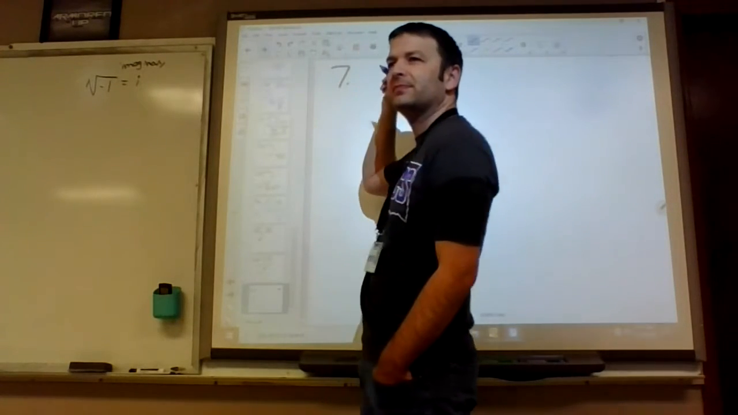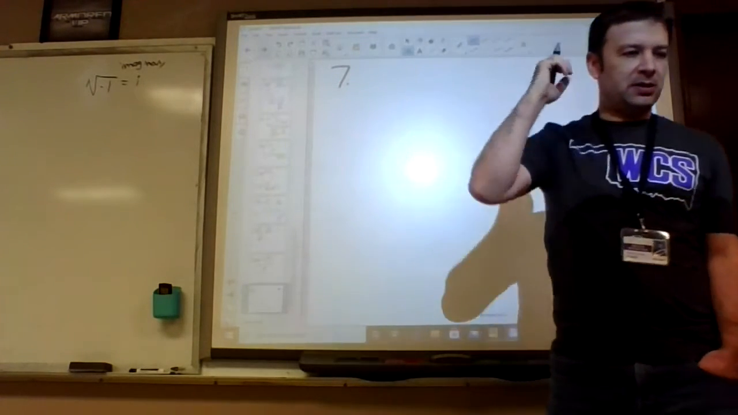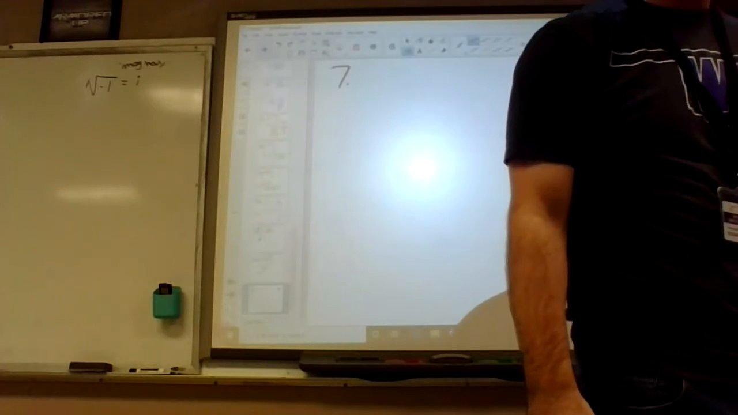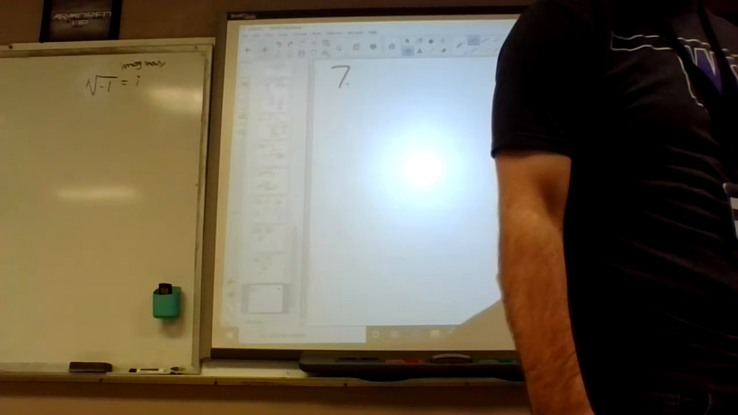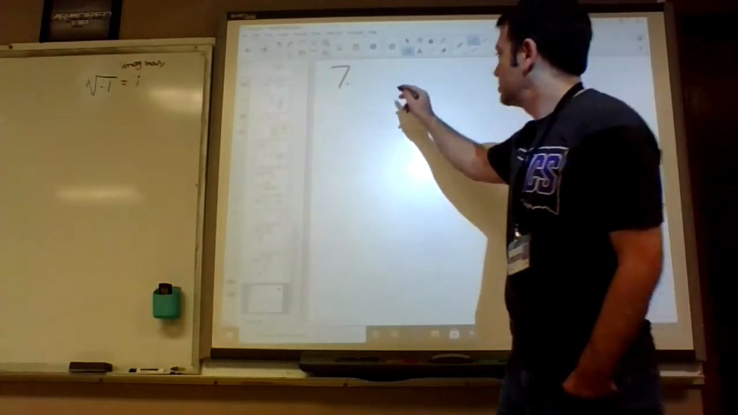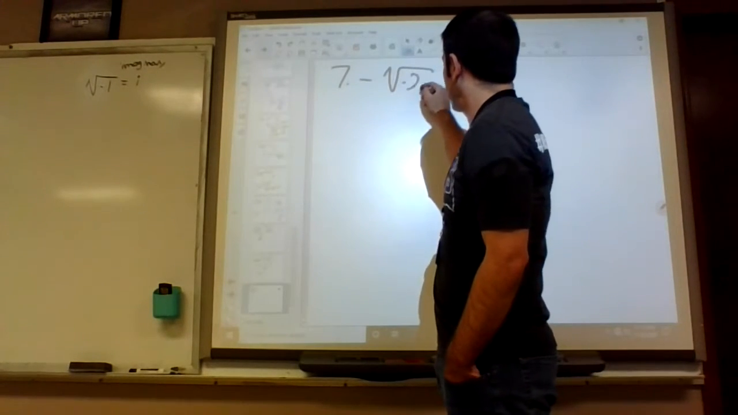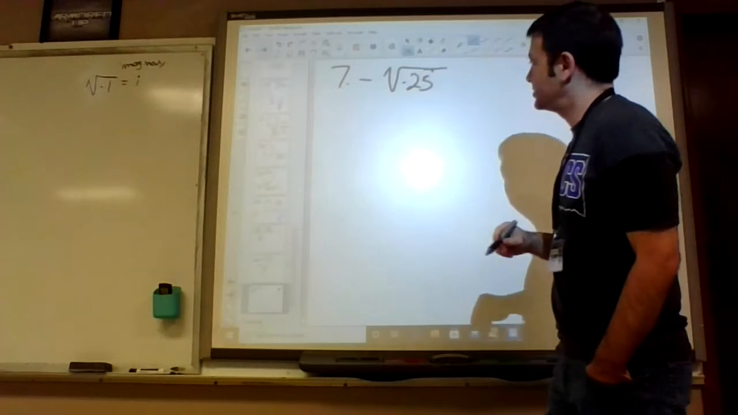What number are we going to? We'll go to 7. All right, number 7, negative square root of negative 25. All right, what do you guys think for this one?